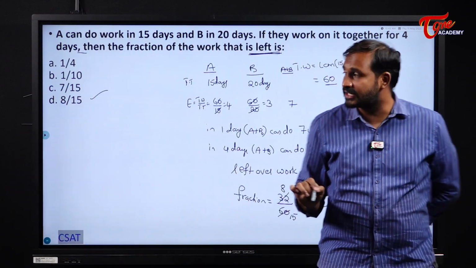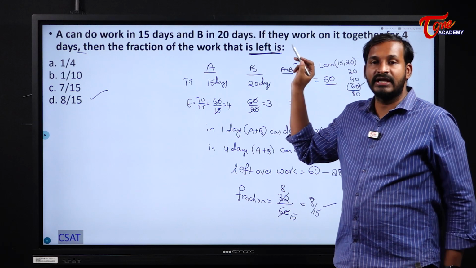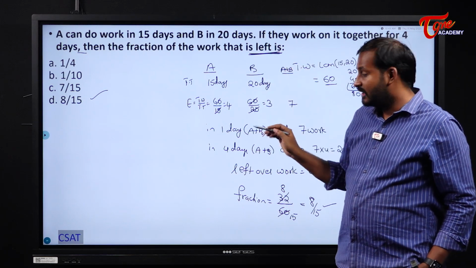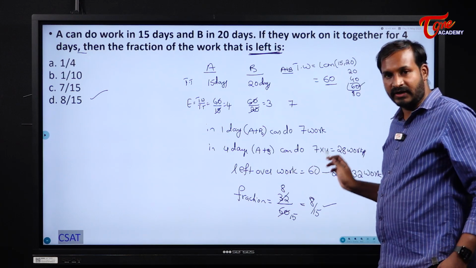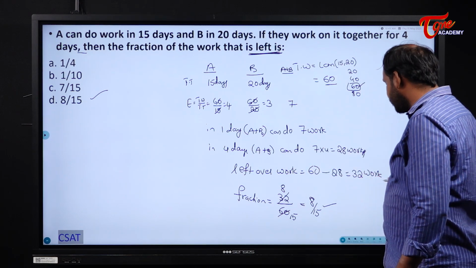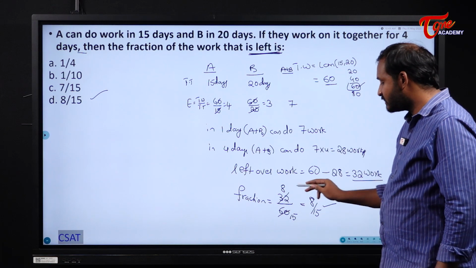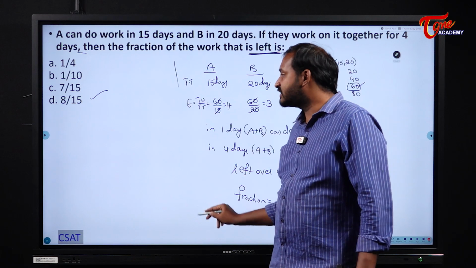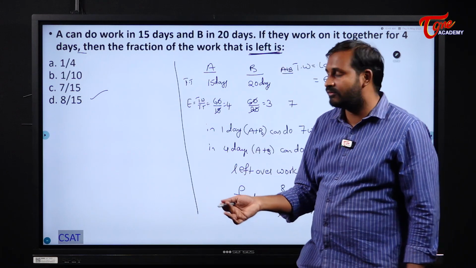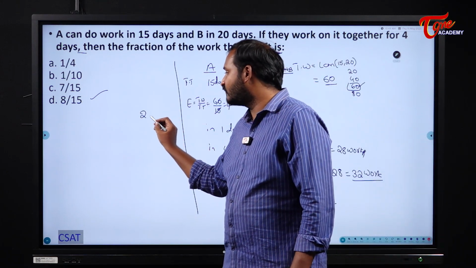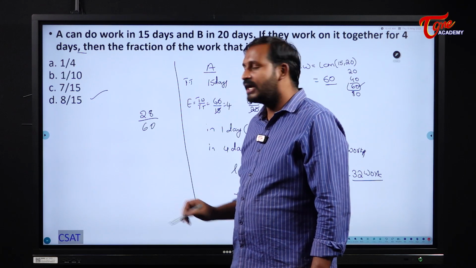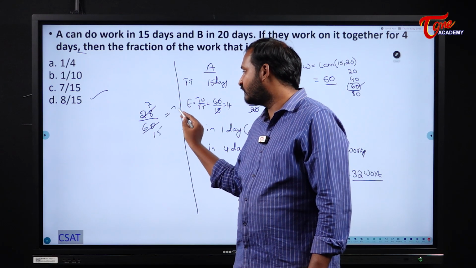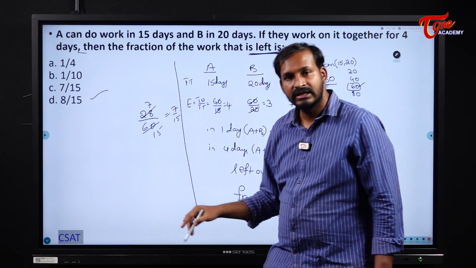Please be careful, students. Sometimes they will ask what fraction of work is finished, or sometimes what fraction of work is left. Work left means they have finished 28 work, so the leftover work is 32 work. So the fraction is 32 by 60, you will get 8 by 15. For example, if they ask what fraction of the work is finished, finished work is 28 and total work is 60. So 28 by 60, you can write this as 7 by 15. So 7 by 15 fraction of work is finished.